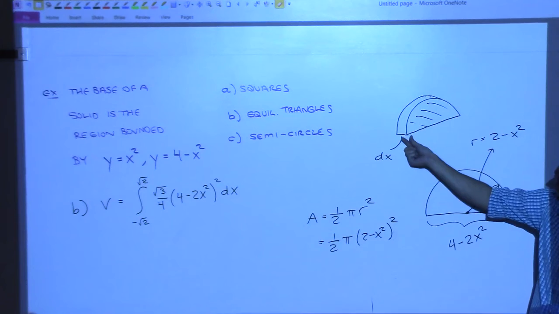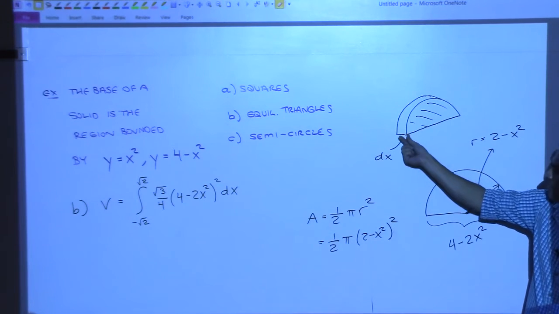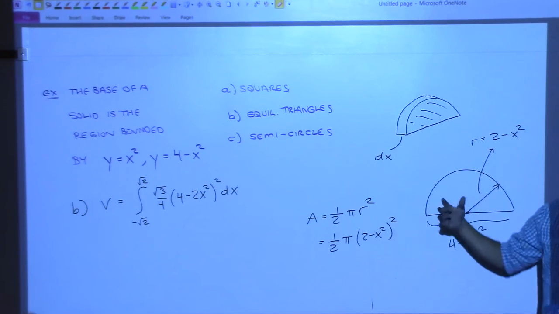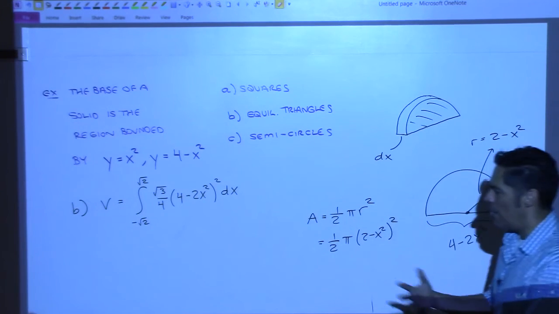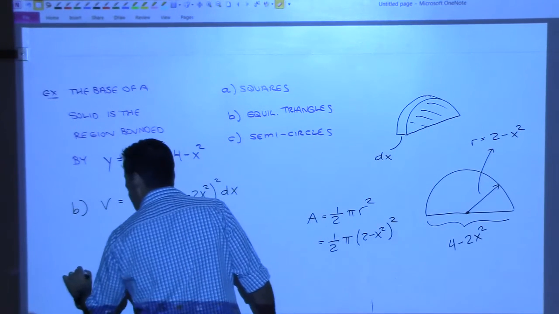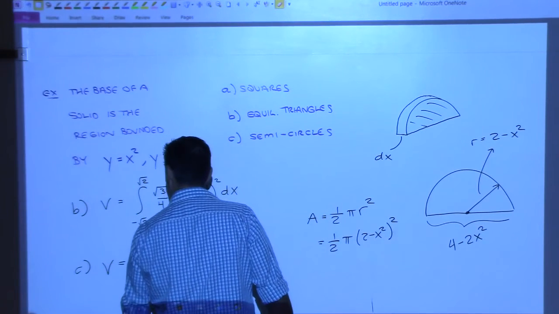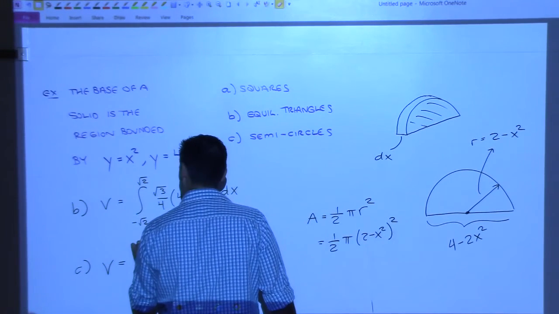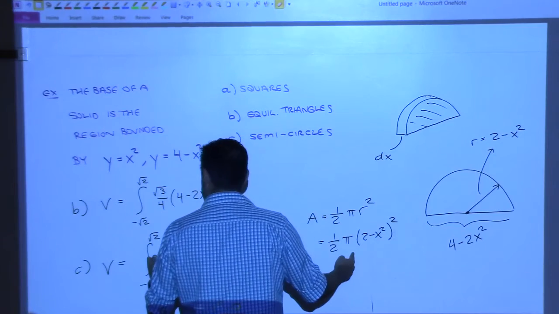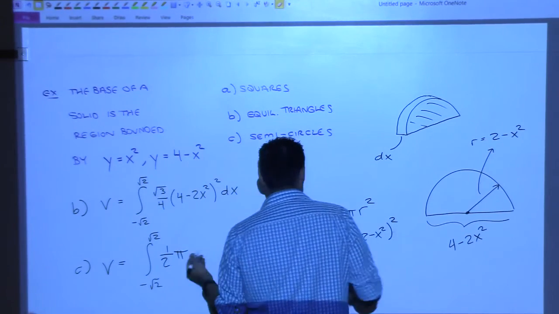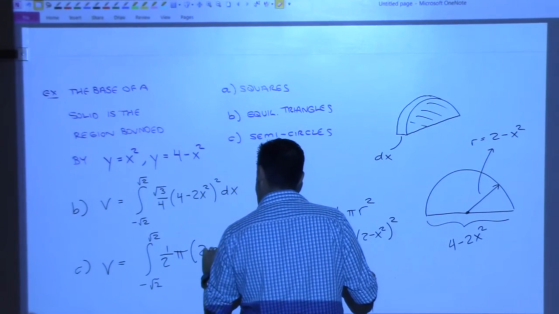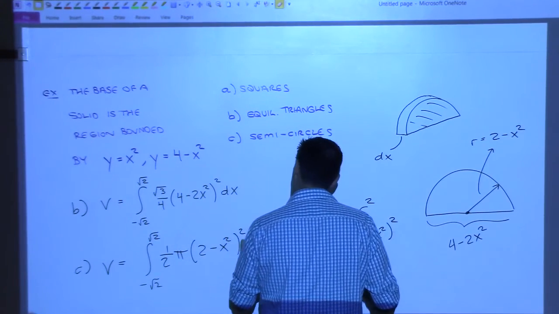And then the depth of it or height of it or thickness of it, whatever, is dx. So I put all those, multiply them together, that gives me my volume. And so I think I can go straight to the integral if you're okay with that. Volume is negative root 2 to root 2. I could pull out the 1/2 pi, but I didn't pull out the root 3 over 4, so I'm just going to leave it there. 2 minus x squared squared dx.